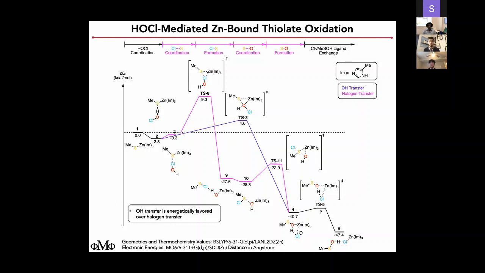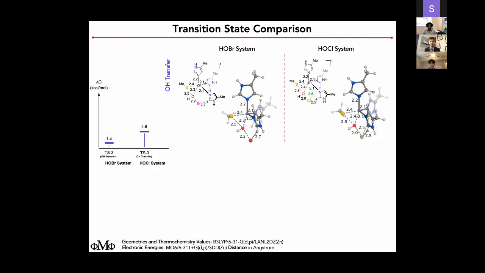And now that we've understood this from the general reaction diagram, I wanted to uncover geometrically and energetically why we see these differences arise, specifically in TS3 for the OH transfer and that of TS8 for the halogen transfer. So we can take a look at the actual transition states. These are geometries and energies that we've optimized for the transfer transition states of the OH transfer.